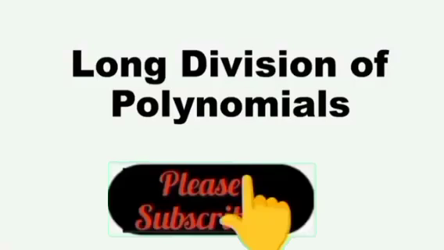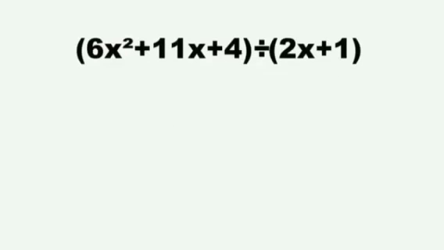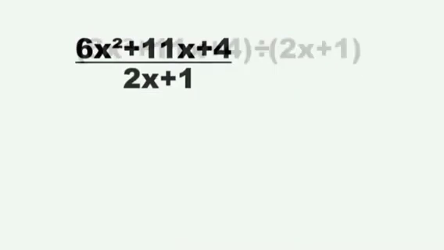Our topic for now is the long division of polynomials. We have here the quantity 6x squared plus 11x plus 4 divided by the quantity 2x plus 1. We can also write this as 6x squared plus 11x plus 4 over 2x plus 1.